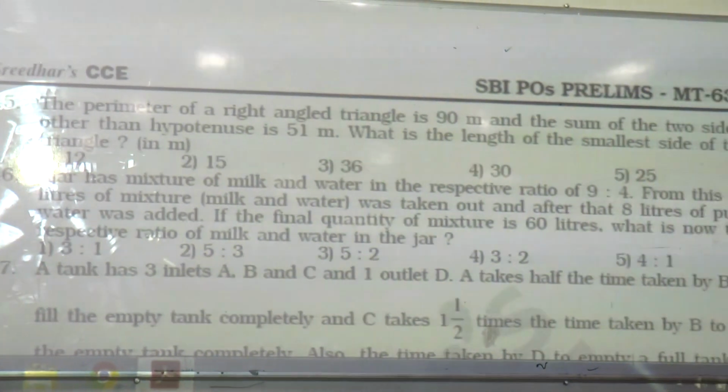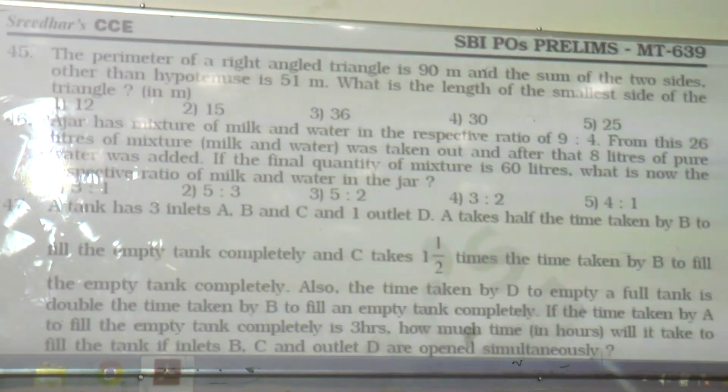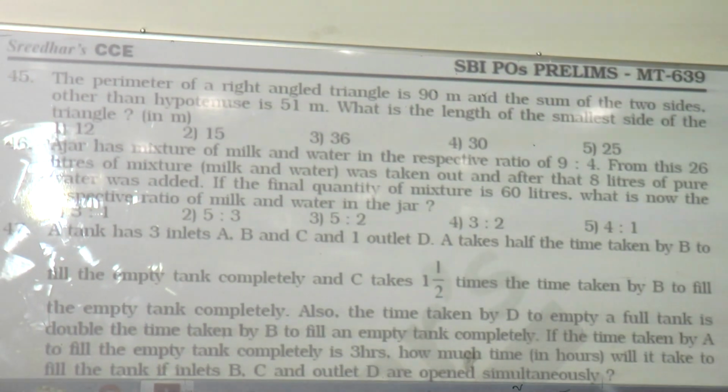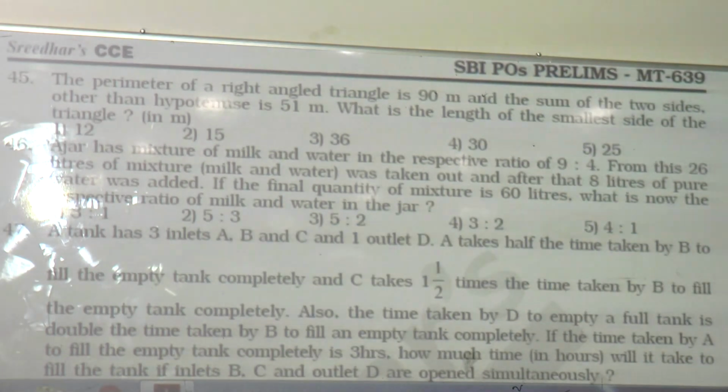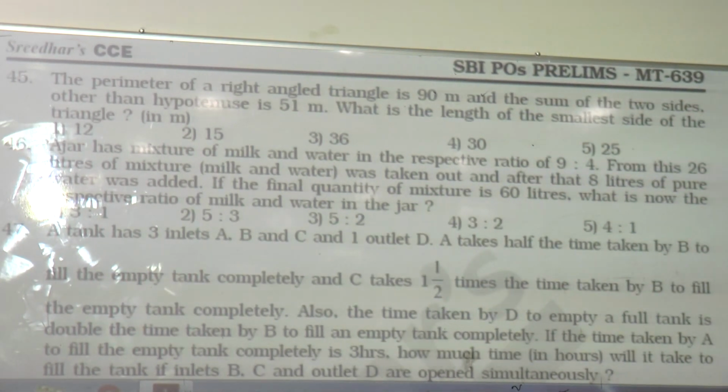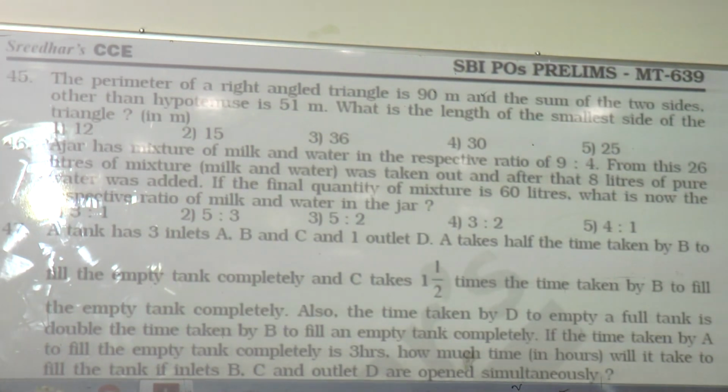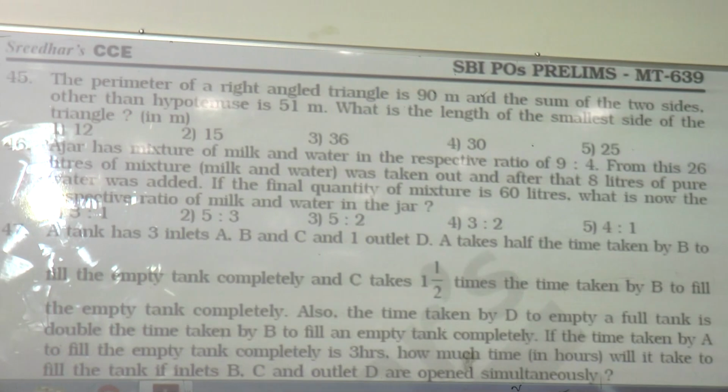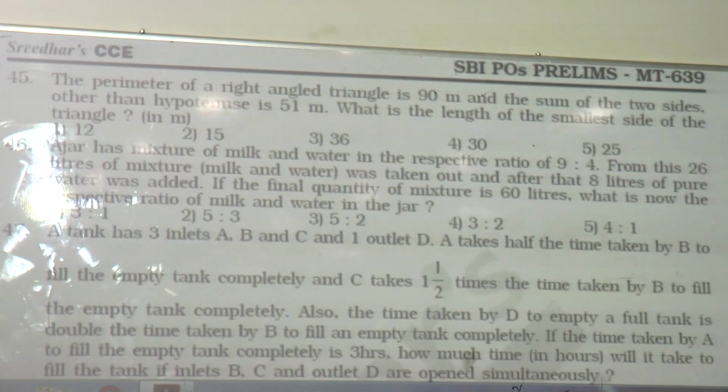Next, 46. A jar has a mixture of milk and water in the respective ratio 9:4. From this, 26 liters of the mixture was taken out. After that, 8 liters of pure water is added. If the final quantity of mixture is 60 liters, what is the respective ratio of milk and water in the jar? Right.